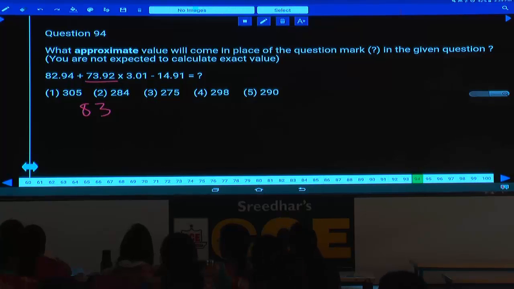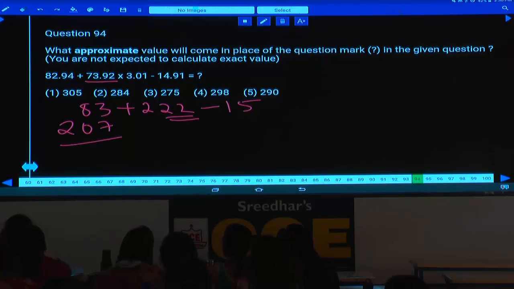Into? I want to make 74, 3 times, reverse multiplication. 7 3's 21, 4 3's 12. 210 plus 12? 222. Minus 15. If you subtract 15 from 222, you'll have 207. How much is the total? 83 and 207. 290.